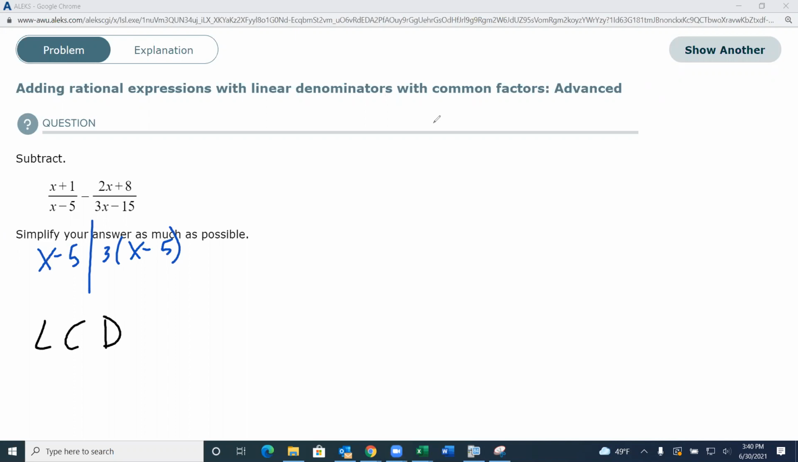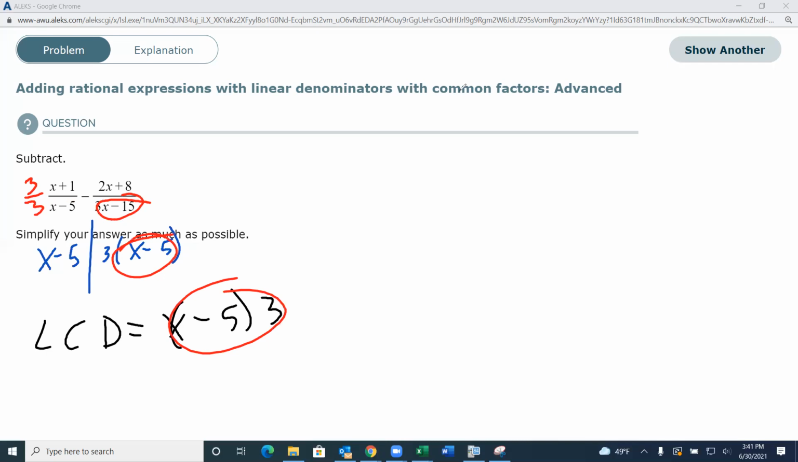This gets very repetitive. So I need a factor of x minus 5. I need a factor of 3. And x minus 5 is already represented there, so I'll just leave it as is. Okay, so what do I multiply this first denominator by to get the LCD? Just the 3. So I'll do 3 over 3. What do I multiply the second denominator by to get the LCD? It already matches up, so I won't multiply it by anything.